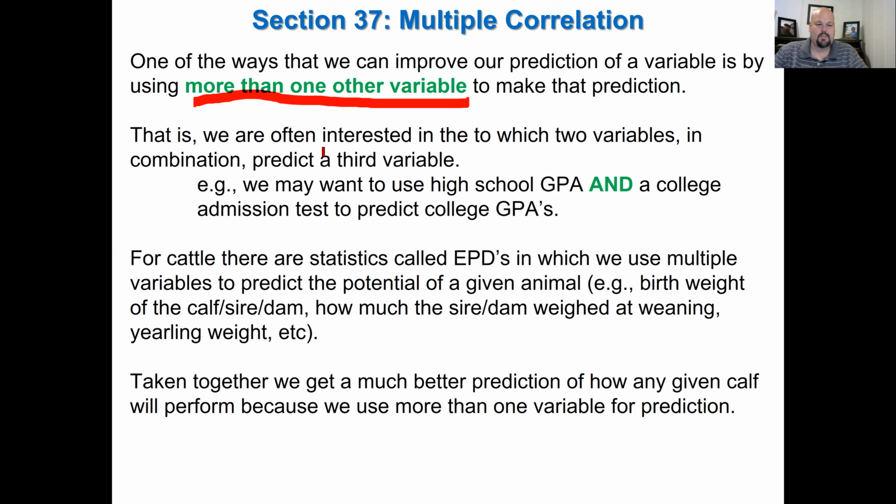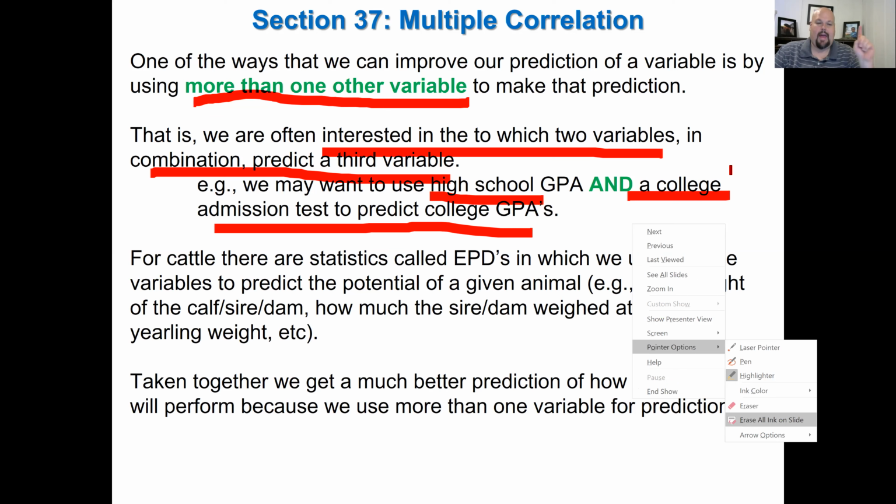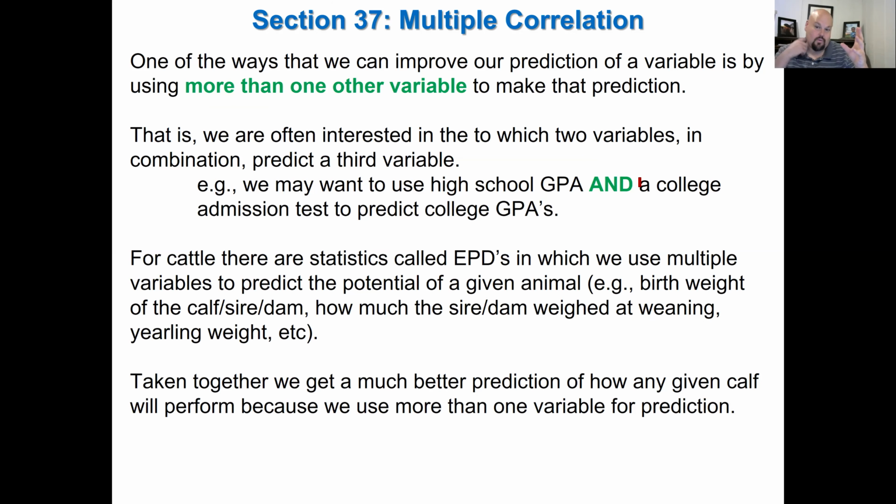So we're often interested in the extent to which two variables in combination predict a third variable. So maybe high school GPA and college admission test to predict college GPA. So we're looking at two things, right? We're looking at high school GPA and college admission tests. And how does that predict your scores in your current college GPA?